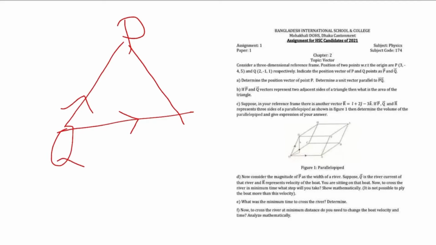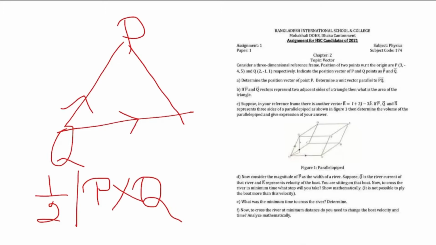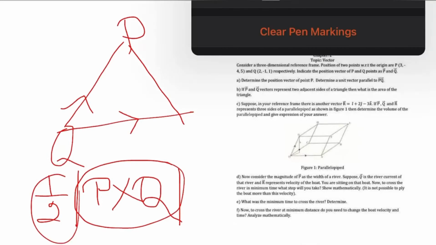So in a triangle we know, in the vector way, the formula for the area of a triangle is half times the cross product of two adjacent sides. That means the cross product of P and Q, and we take the modulus. That means we have to find the magnitude of this vector, and after determining this we can easily find the area of the triangle by multiplying by half. So now let's see the answer.